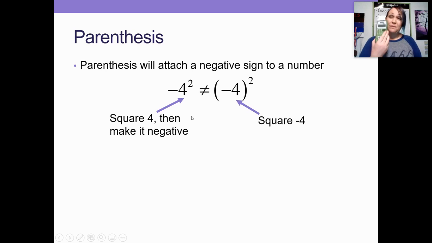And actually, if you type it into your calculator using these two different formats, you will get different answers. So the first one will turn out to a negative 16, and the second one will turn out to a positive 16. So parentheses do matter, and it does matter when you're typing it into your calculator if you put parentheses around a number or if you leave them off.